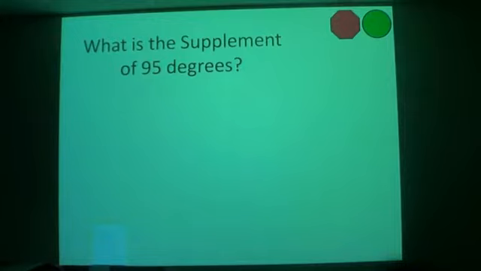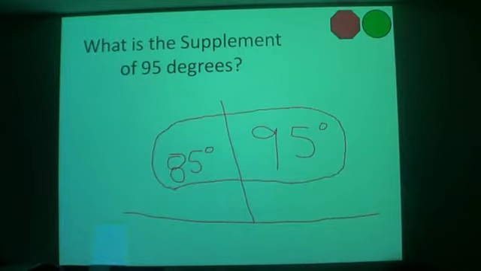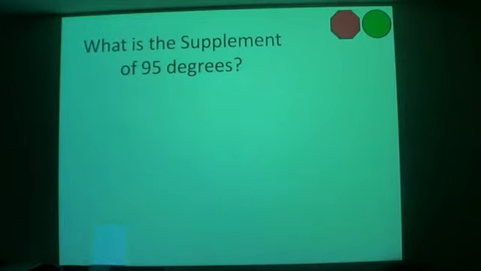What is the supplement of 95 degrees? Click on the stop sign, make a sketch. 85 degrees, because 85 plus 95 is equal to 180.